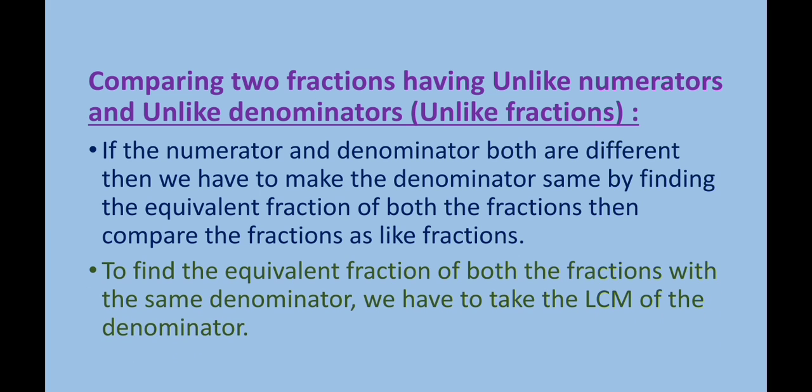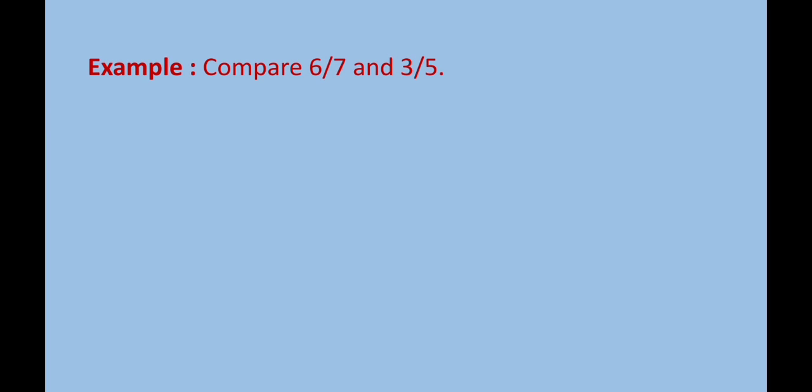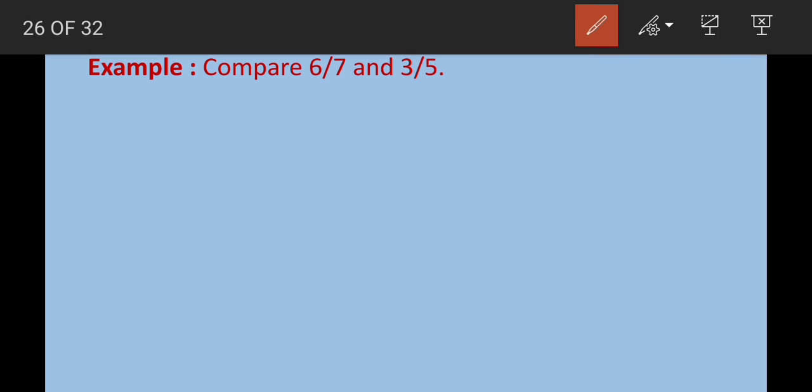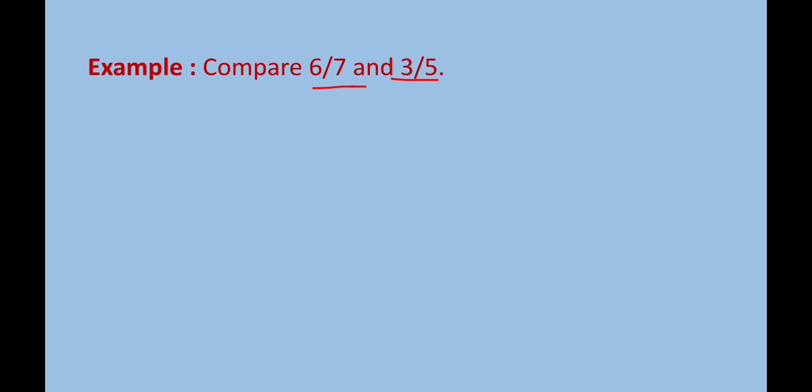To find the equivalent fractions of both fractions with the same denominator, we have to take the LCM of the denominators. Okay, we take the LCM of both denominators. After that we find the equivalent fractions. Here is an example. Compare 6 by 7 and 3 by 5. Here you have to compare the two fractions, 6 by 7 with 3 by 5.